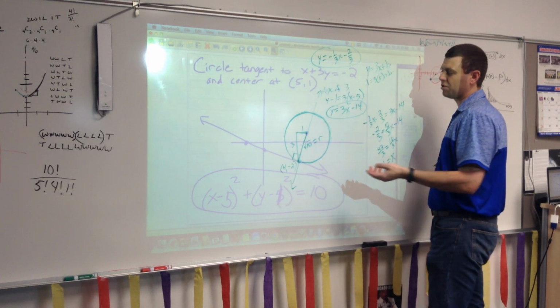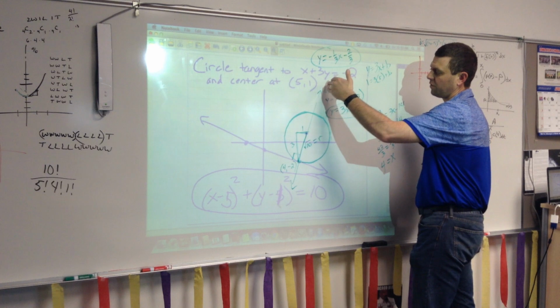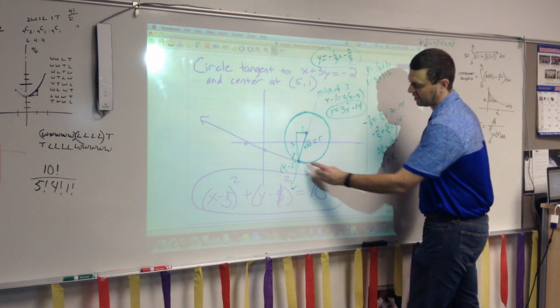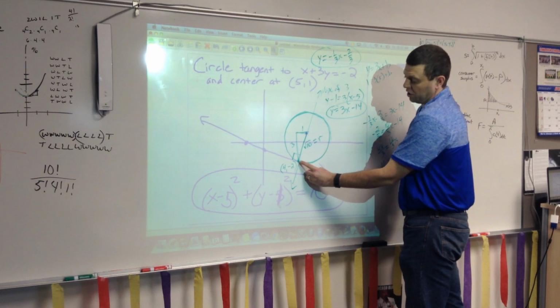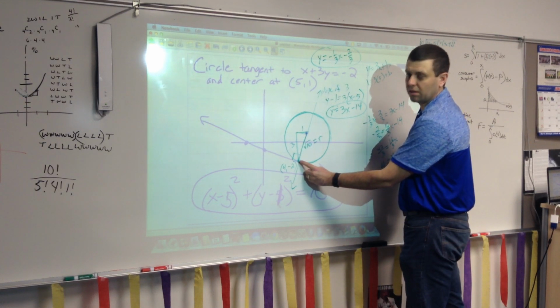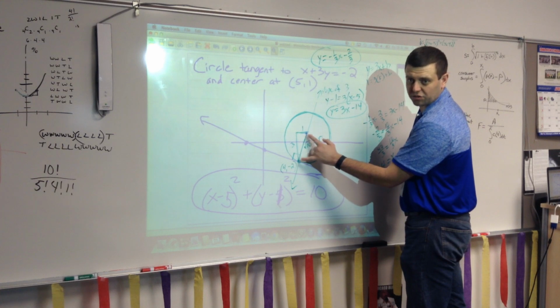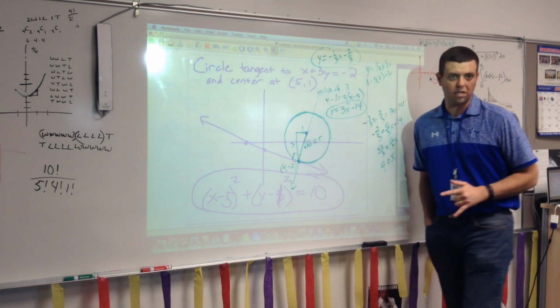You want to find that equation because then once you find it you can figure out where that line meets this line, and that'll give you a point on the circle. What good is a point on the circle? It helps you figure out how far the center is from that point on the circle, which will give you your radius.